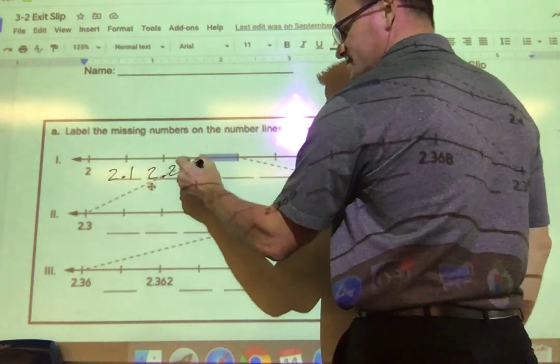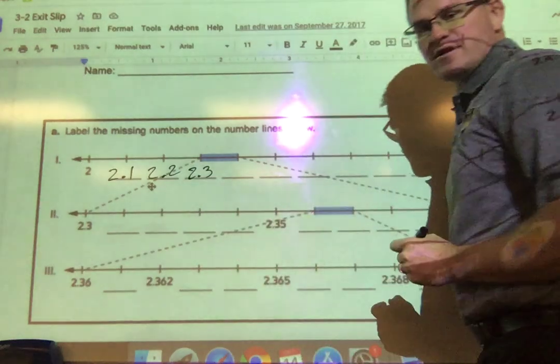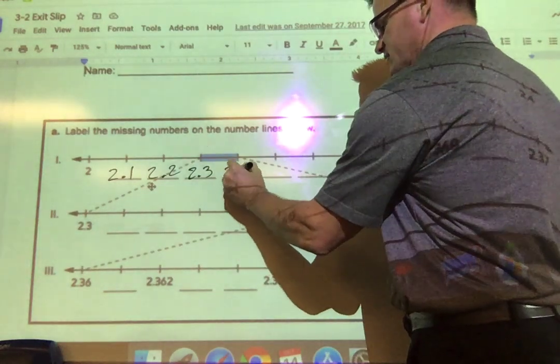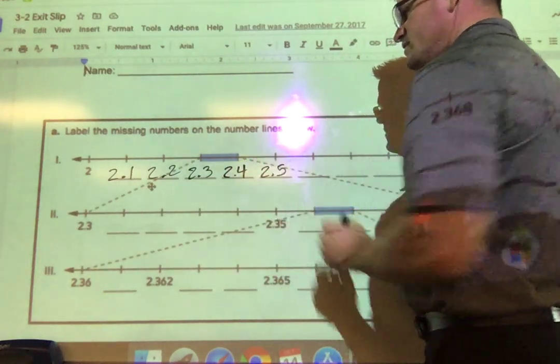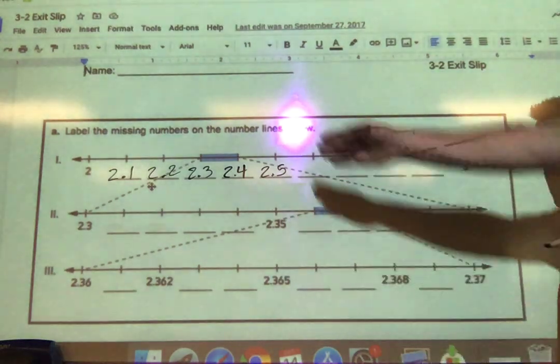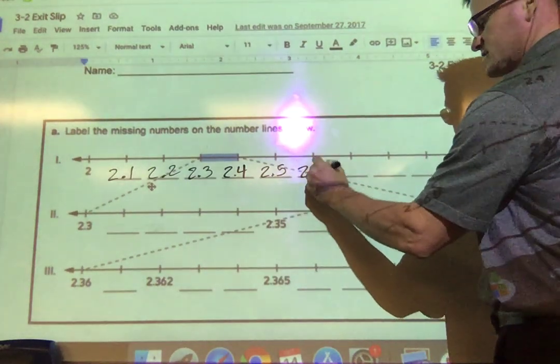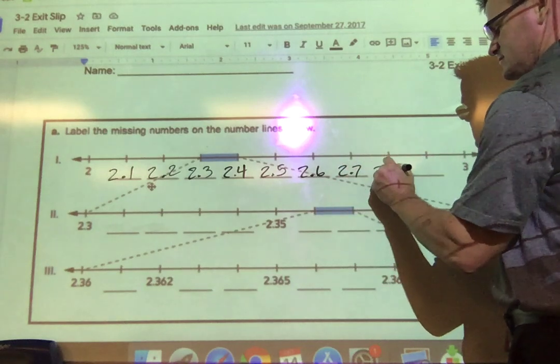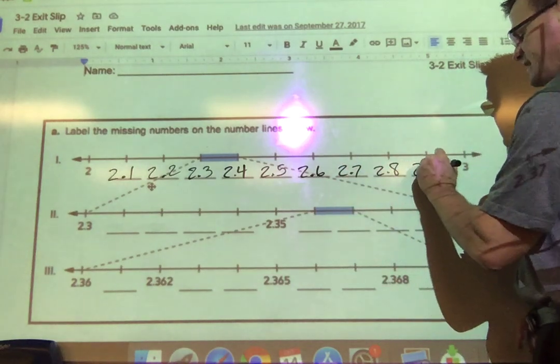2.2, so 2 and 2 tenths. So you guys are filling these out with me. 2 and 3 tenths. 2 and 4 tenths. 2 and 5 tenths. We know that's 2.5, right? 5 tenths is half, so I'm halfway to 3. 2 and 6 tenths. 2 and 7 tenths. 2 and 8 tenths. 2 and 9 tenths.